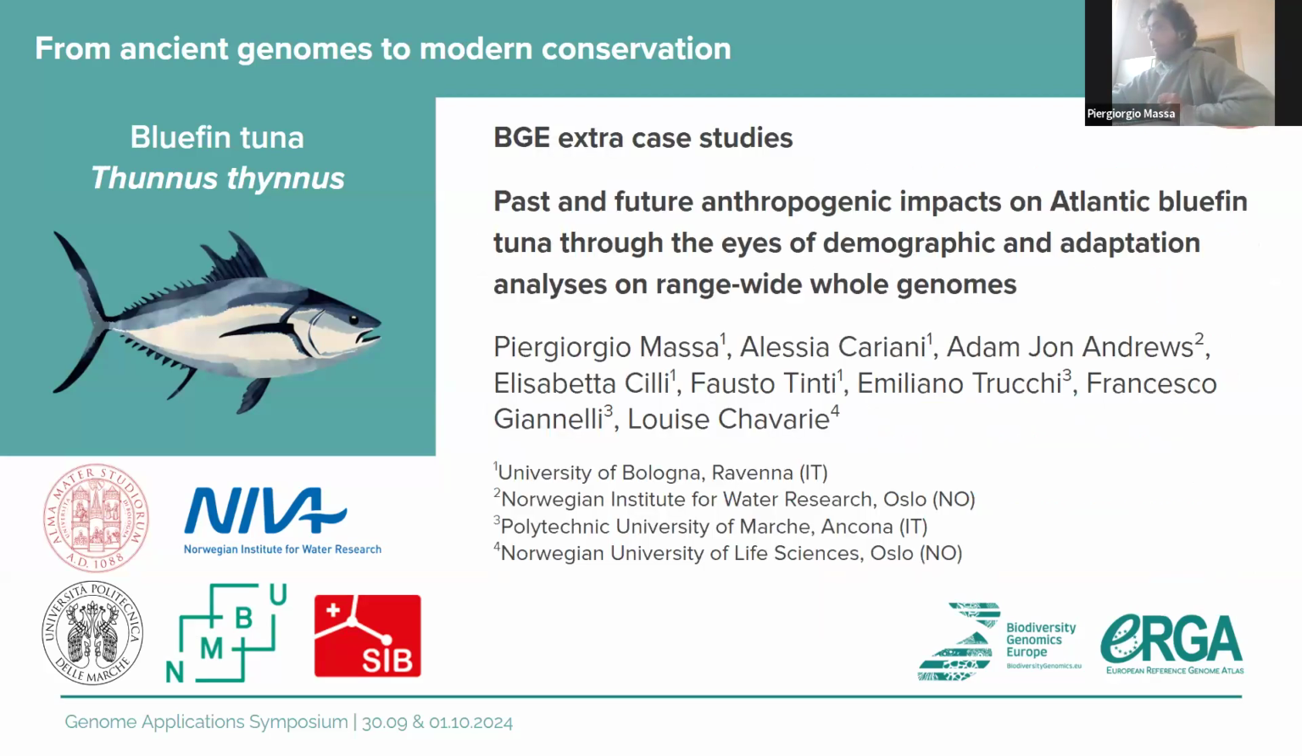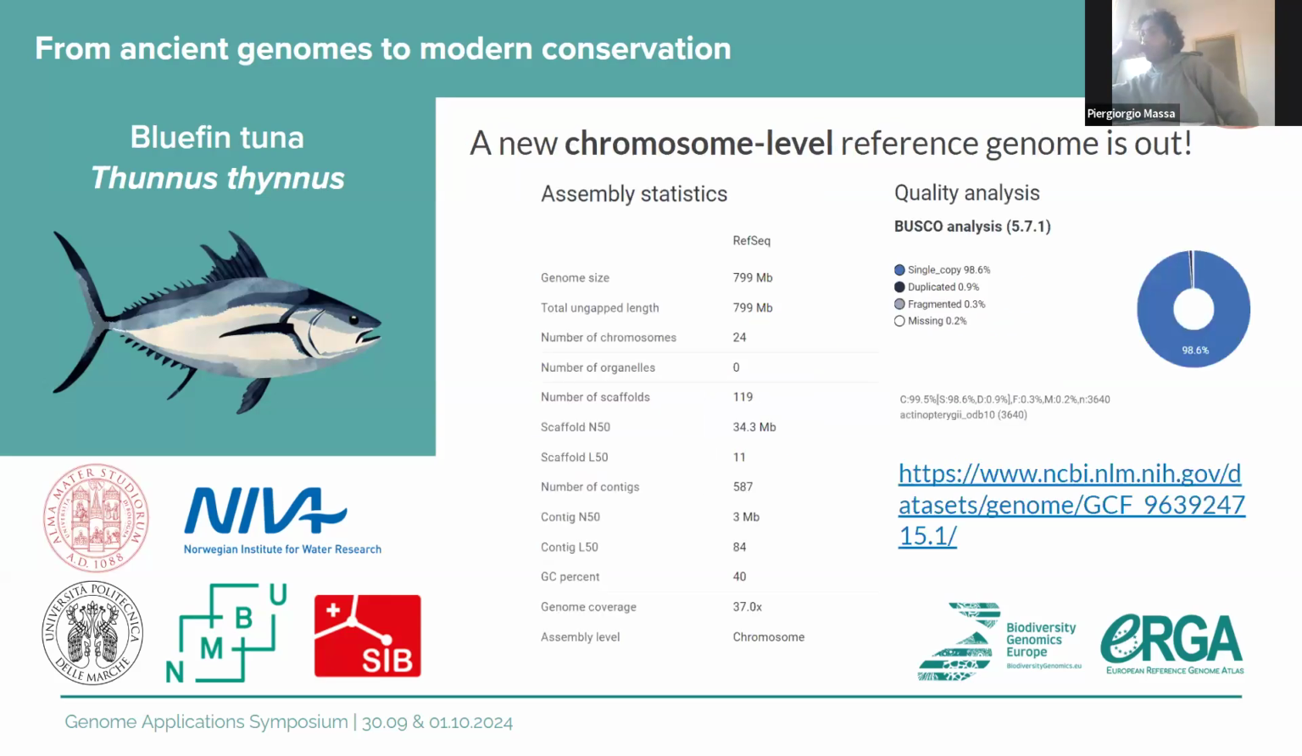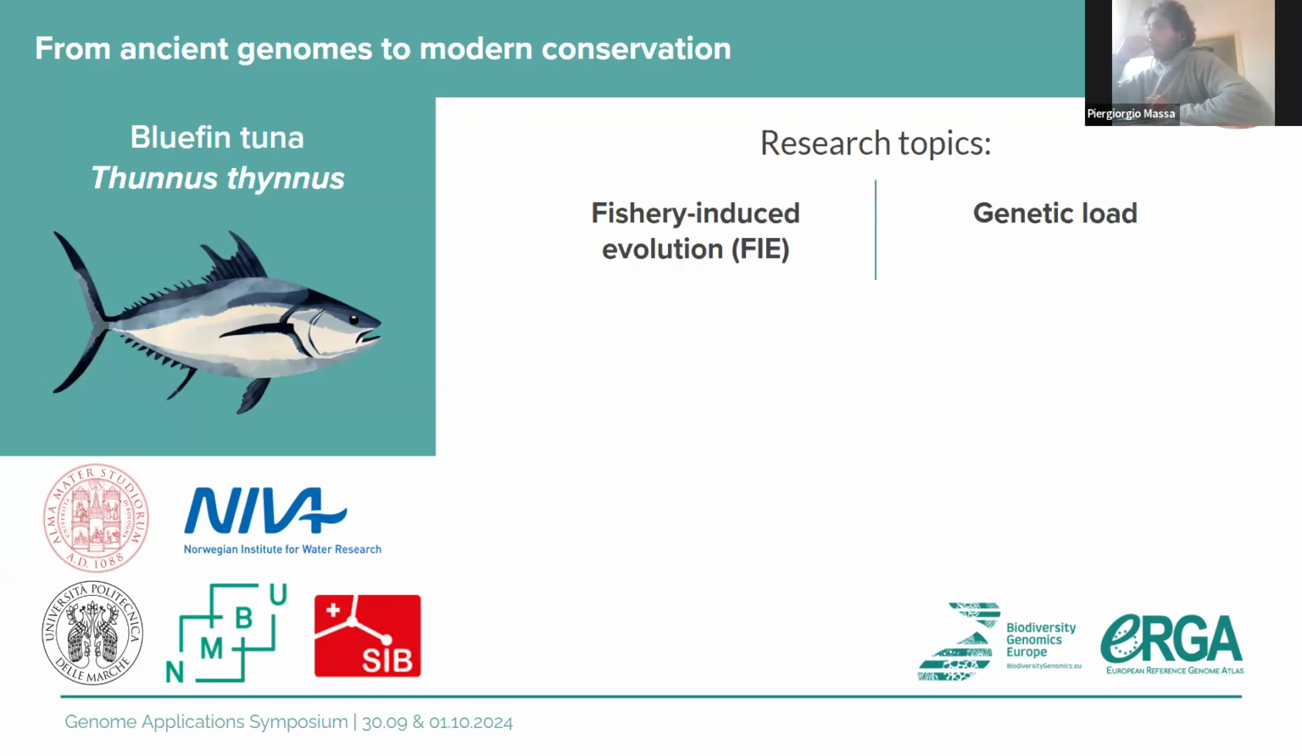And now let's get back to my project, which comes as a continuation, integration of Adam's work. Our goal is to resequence Adam's samples to further increase their coverage, since he managed to obtain around 10x coverage for both modern and ancient samples, while we aim at 20x. And this, together with a new high quality chromosome level reference genome that has been very recently produced, we aim at studying the non-neutral genetic variation of such species. And these are the two research topics on which we want to focus.